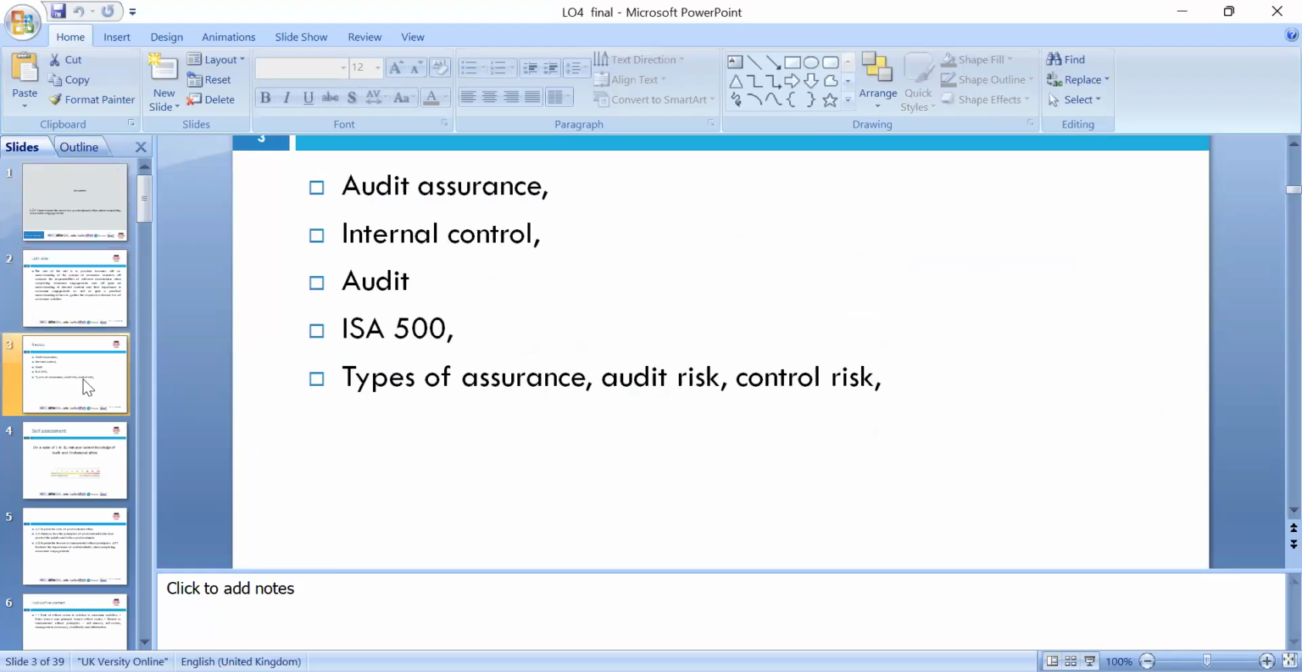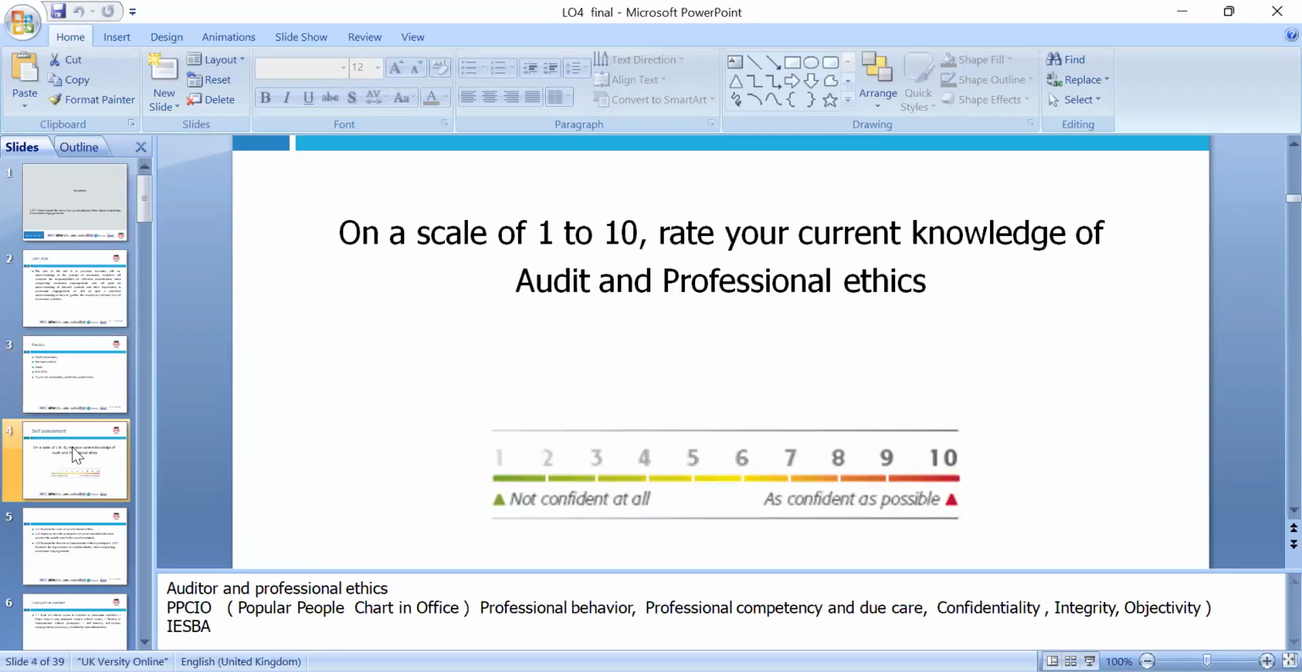In lesson one, we discussed assurance and two types of assurance. We discussed that the auditor never gives absolute assurance. The auditor gives reasonable assurance or negative assurance. And on internal control, we discussed different types of internal control and audit. Audit means checking the accuracy in the books of account. We went through ISA 500, the types of assurance, and audit risk. Risk is the probability or chance of happening. The higher the risk, normally in the business world we say, the higher the return. So we have to make sure of audit and ethics.